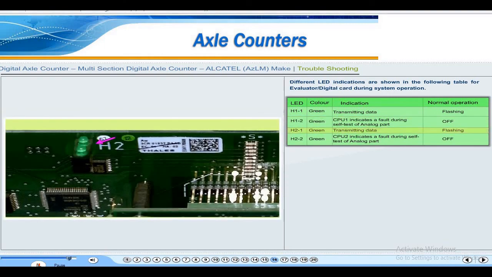H2 1 green LED normally keeps on flashing while transmitting data. H2 2 green LED normally remains off. It lights when CPU 2 indicates a fault during self-test of analog part.